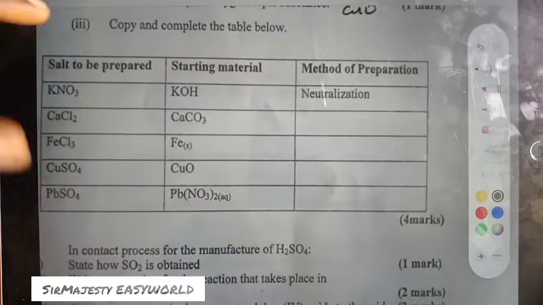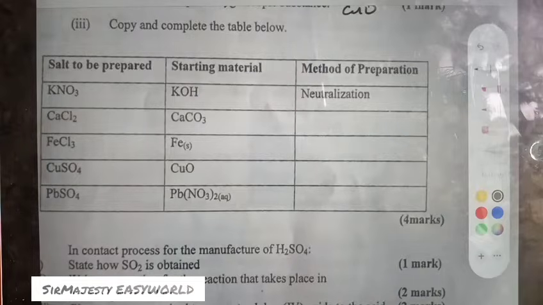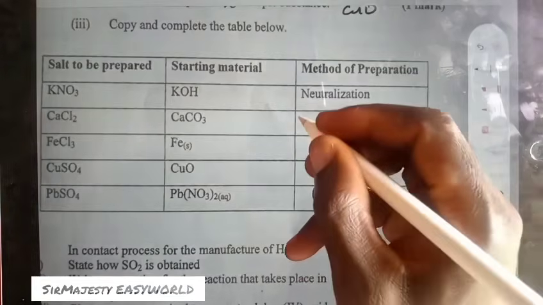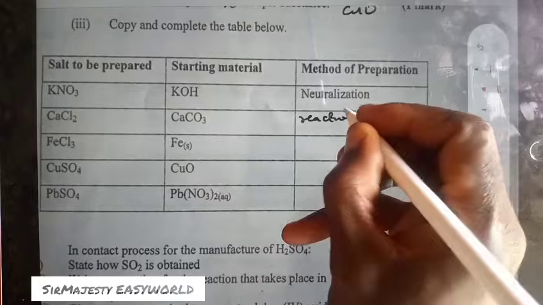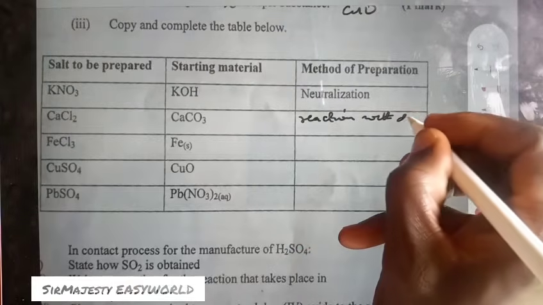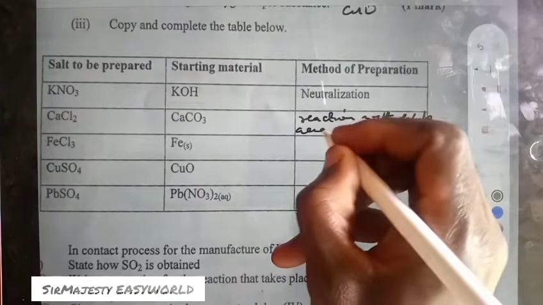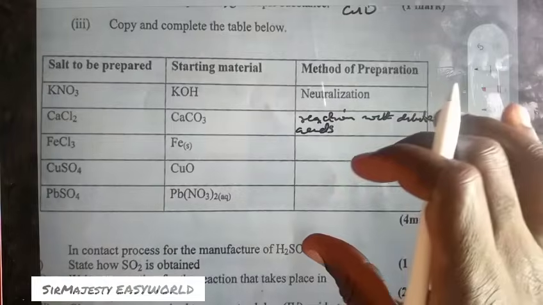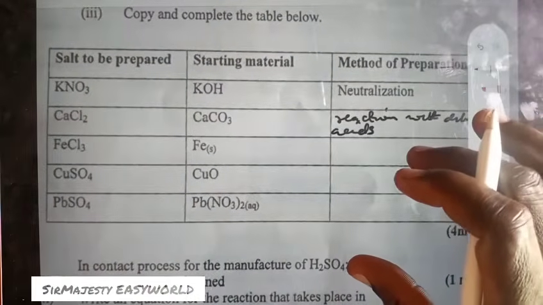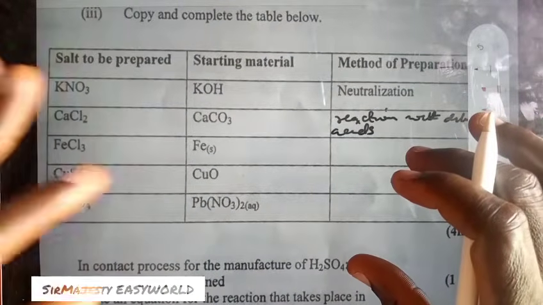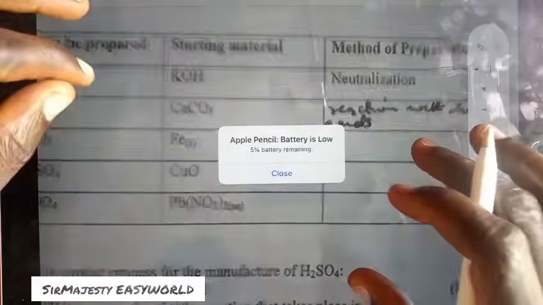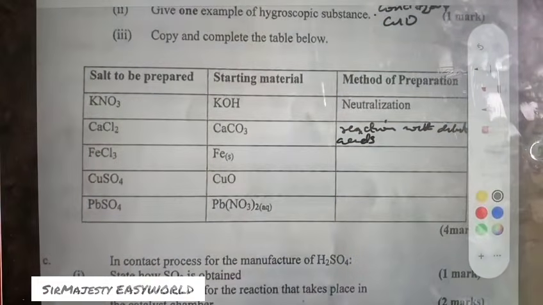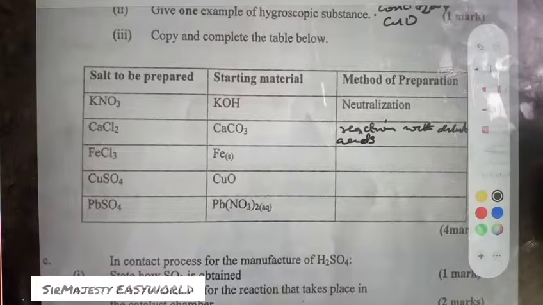Then you react with, I would rather write there, react with dilute acid. The same method of preparation: reaction with dilute acids. I wouldn't call it neutralization, I don't know, that reaction is not actually pure neutralization. Then if you want to prepare iron(III) chloride, the starting material is iron. You can start with double decomposition, no, direct combination.